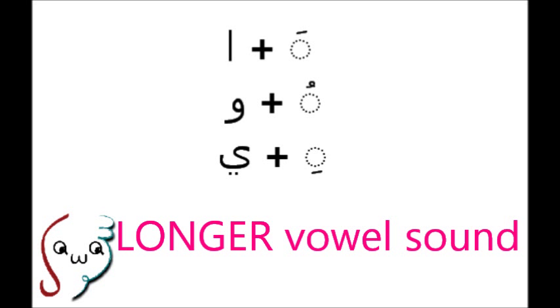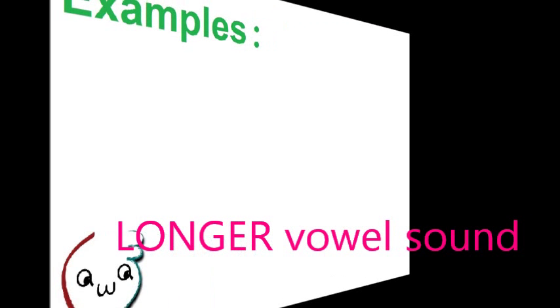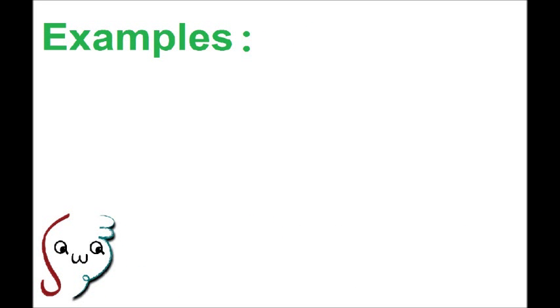So here we have, I put it in a box. Fatha plus alif will give an aa, and then we have dhamma plus waw will equal oo, and kasra plus ya will equal ee. So now we have examples here.